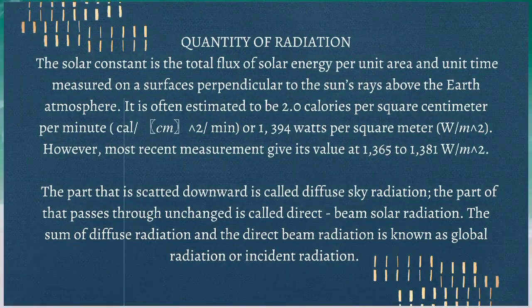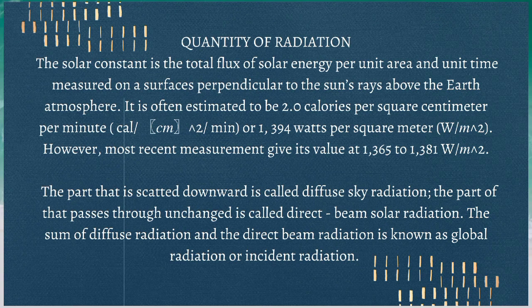For the quantity of radiation, the solar constant is the total flux of solar energy per unit area and unit time, measured on a surface perpendicular to the sun's rays above the Earth's atmosphere. It is often estimated to be 2.0 calories per square centimeter per minute, or 1,394 watts per square meter. However, the most recent measurements give its value at 1,365 to 1,381 watts per square meter.